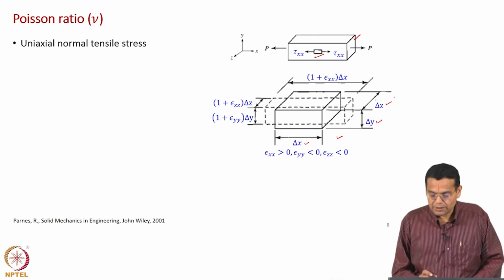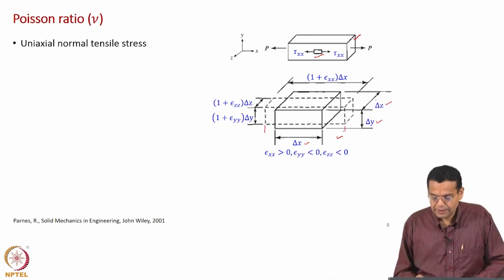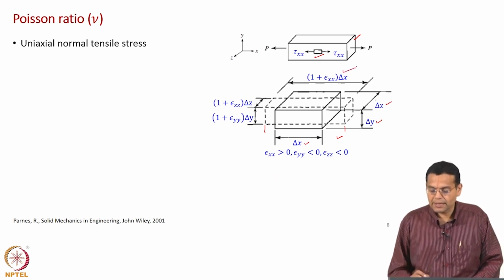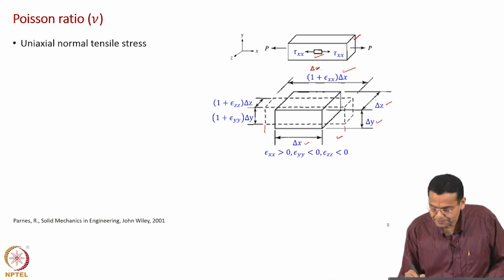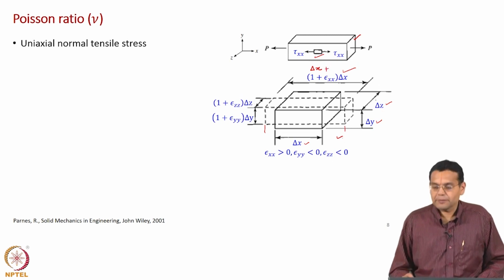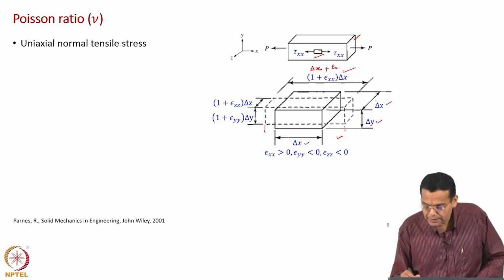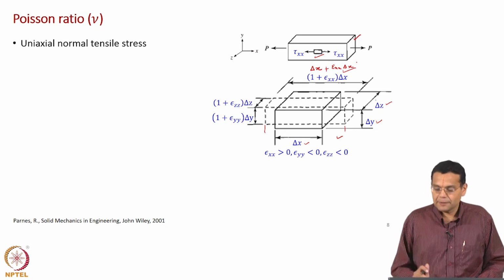Now, let us look at the length. There is an increase in length. Delta x has become 1 plus epsilon x into delta x. How did I write that? Delta x is the original length. What is epsilon xx? Epsilon xx is change in length by original length. So, epsilon xx into delta x will give you the change in length. When you sum up, it will give you the final length.